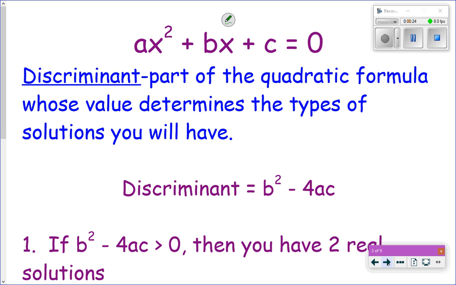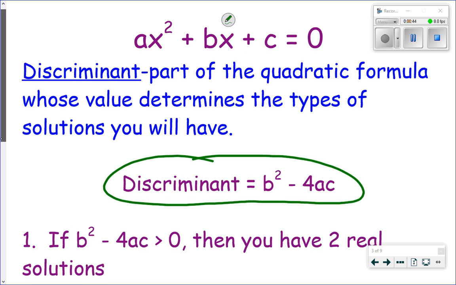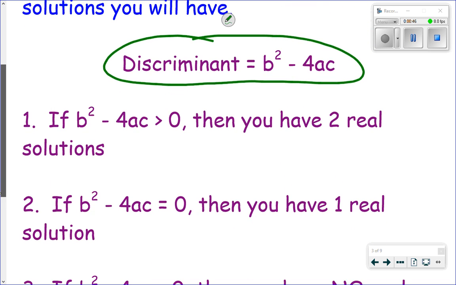Okay, so we're going to start with a quadratic, which is ax squared plus bx plus c equals 0, which should look familiar from when we were factoring. And the discriminant is part of the quadratic formula whose value determines the types of solutions you will have. So this is the first thing you need to write down. Discriminant equals b squared minus 4ac. You're going to have that memorized pretty quickly because we're going to be using it a lot. So b squared minus 4ac.